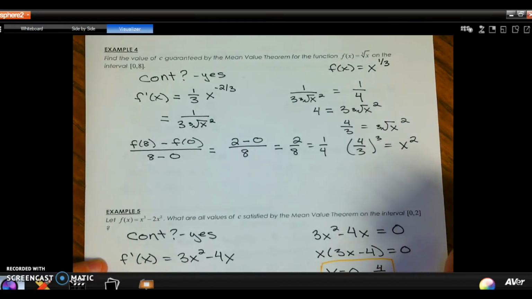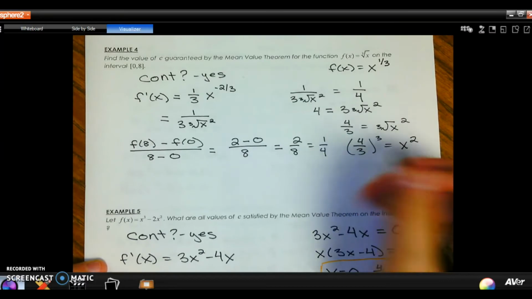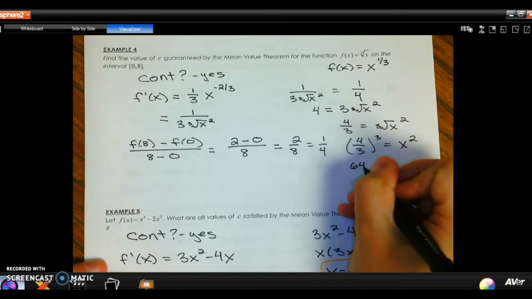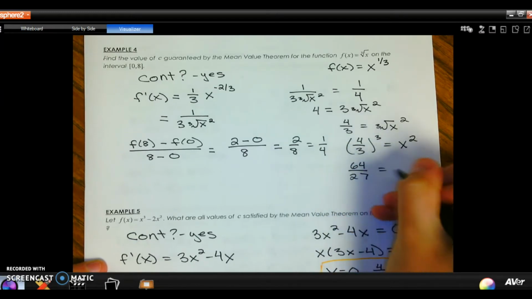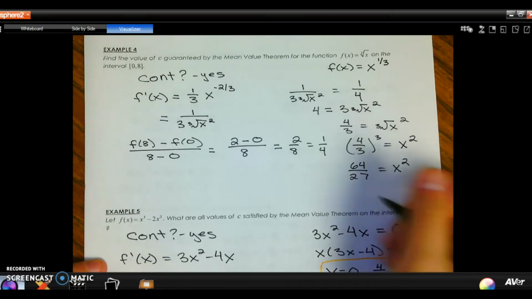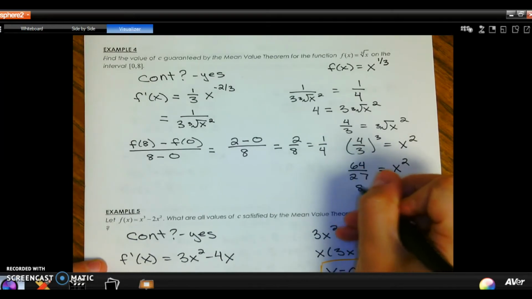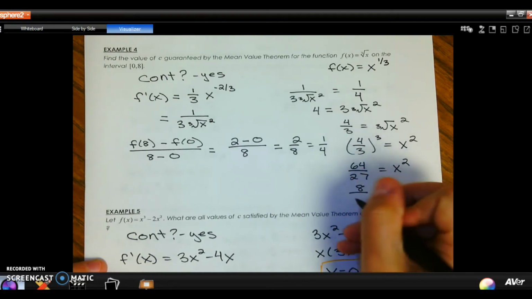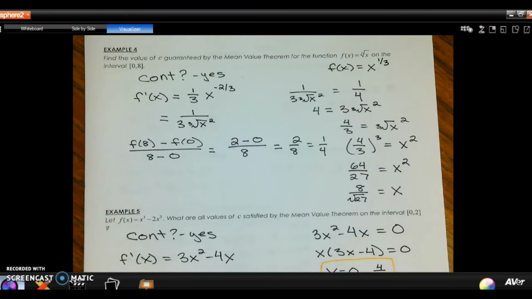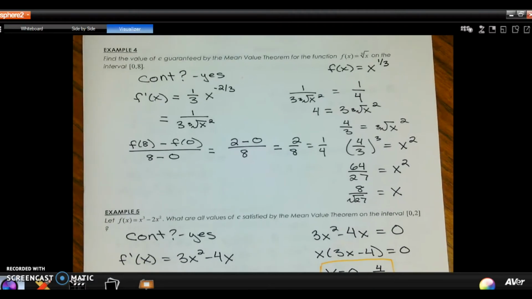Okay, and if I'm getting adventurous, I can go ahead and say, well, that's 4 cubed over 3 cubed, so that's 64 over 27 equals x squared, and then I could take the square root of both of those, and the square root of 64 is 8. The square root of that, ugh, that's yucky. I'm just going to leave it as square root of 27. And again, why did I not take the negative square root? It's going to be outside my interval there, but I have a value for x there that's guaranteed by the mean value theorem.